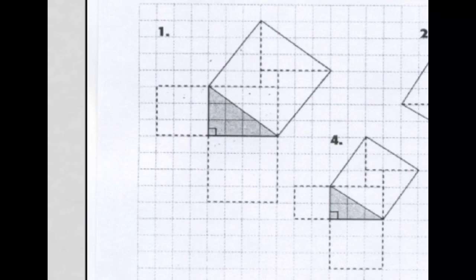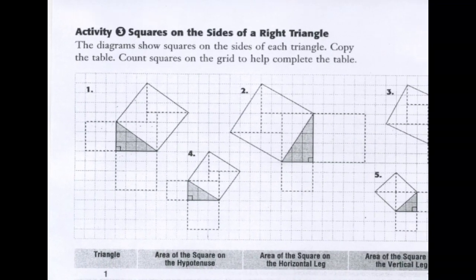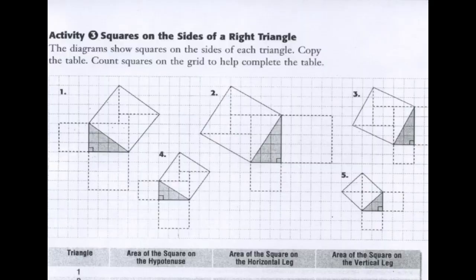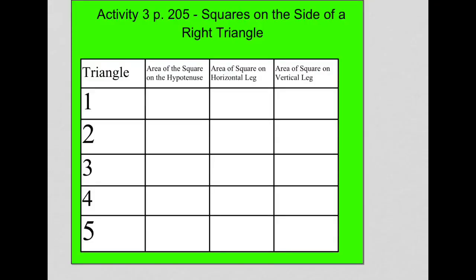Now you'll notice that we have a square connected to each leg. There's a square connected to the horizontal leg. There's a square connected to the vertical leg. And there's a square connected to the hypotenuse. Now what you're going to do in this activity, you have a total of 5 of these diagrams. So you're going to make this chart with 5 different triangles.